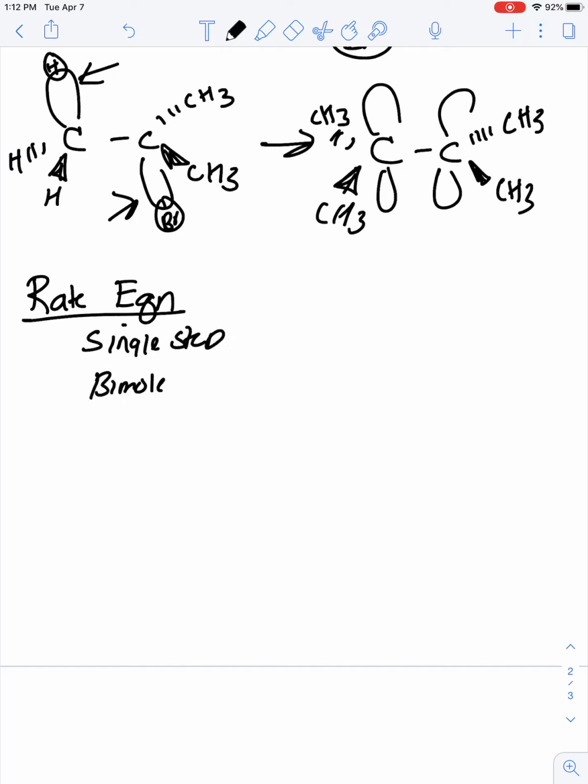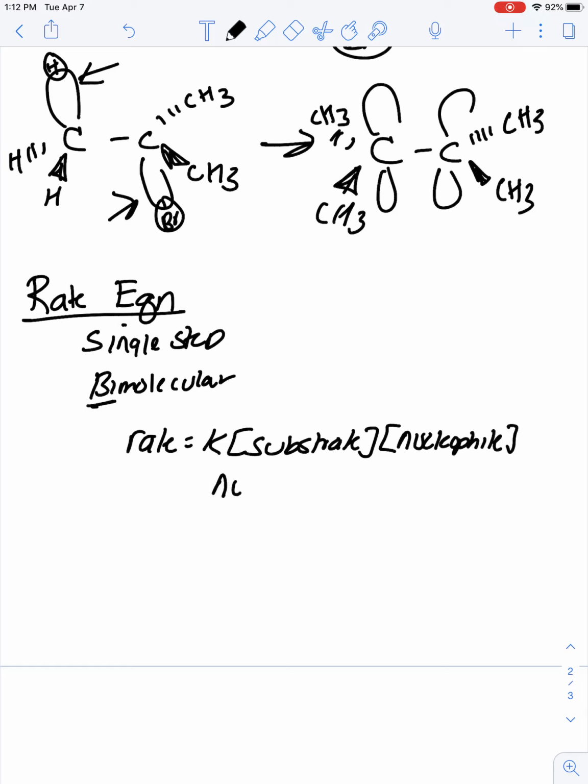So remember that bimolecular indicates that we're going to have overall second order. So when it's overall second order, it's going to be first order with respect to the substrate and first order with respect to the nucleophile or the base. So you'll see nucleophile is going to equal base in the notes.